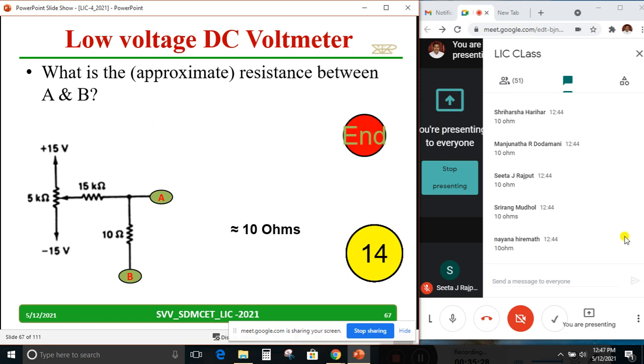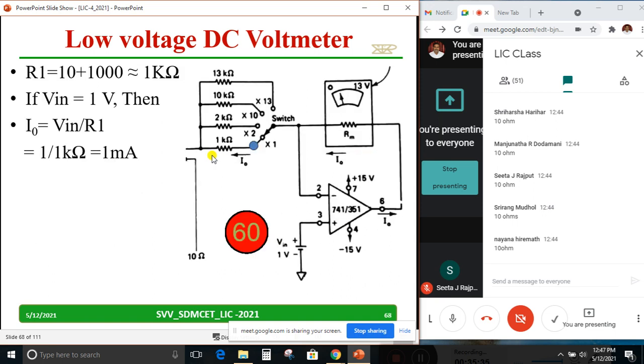Answer is correct. Most of the students told it is approximately equal to 10 ohms. Let us go to the next. Another few minutes we will continue. R1 equal to 10 ohm. Now the connection is on this side. Hope it's visible to you people. Now 1K, this we have already discussed, how it will become 10 ohm.